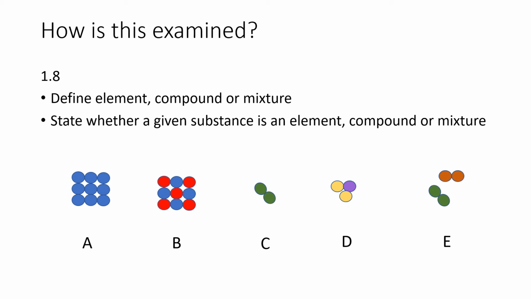Now they might ask then, which of these could be a compound? So you're looking for ones that have more than one type of atom, i.e. different coloured atoms in this case, bonded together. So then you find B, which is containing both red and blue atoms, and D, which contains purple and yellow atoms. And finally, which of these would be a mixture? Well, that just leaves E. Now you have two different types of atoms in this, the green ones and the brown-orange ones. However, the brown ones and the green ones are not chemically bonded to each other. You have green atoms and brown atoms mixed together. So E would be a mixture.